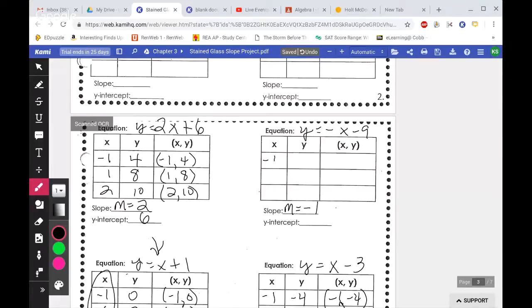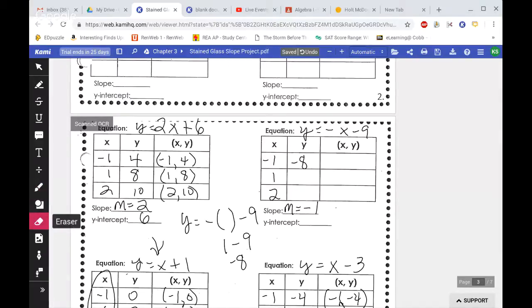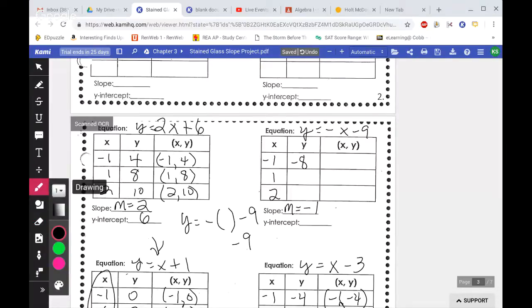Okay, so once again, I'm just going to plug in the same numbers that I've been using because I want to keep my math simple. So now I've got y equals minus, and then inside the parentheses, I'm going to put my negative 1. So a minus negative 1 is 1 minus 9. So that's going to be negative 8. And now I'm going to change what I'm substituting inside my parentheses to a 1 for my next coordinate. So I've got negative 1 minus 9. So that gives me a negative 10.